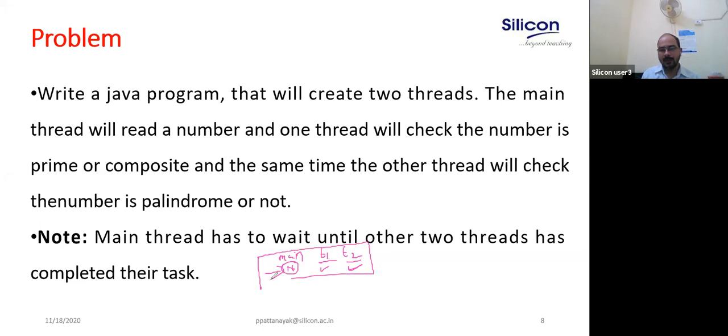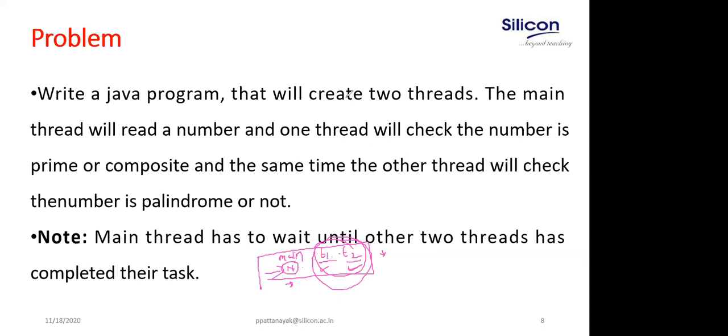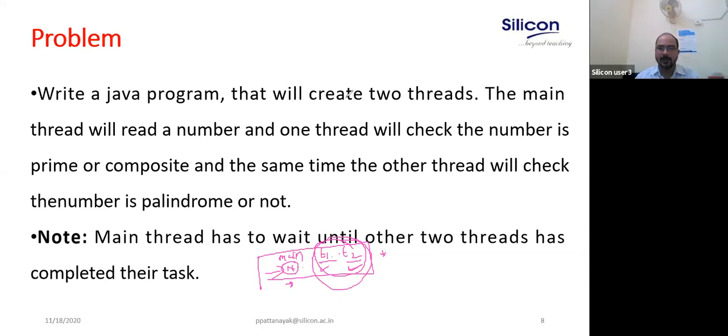Is the problem clear to all of you? All three threads have to run parallelly, concurrently. But sometimes the main thread has to wait. Let T1 and T2 complete. Once T1 and T2 are created, main has to wait until the two threads have completed. That means main has to join with T1 and T2. Is the problem statement clear to all of you? Okay. So let us solve this problem. This is a very interesting problem.